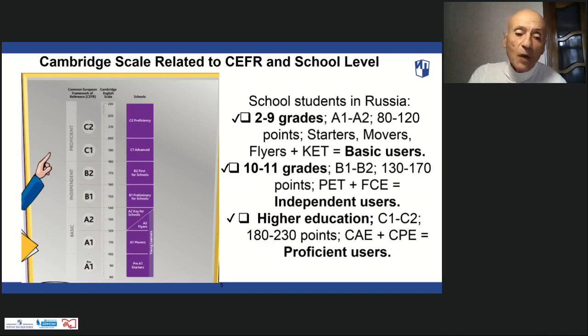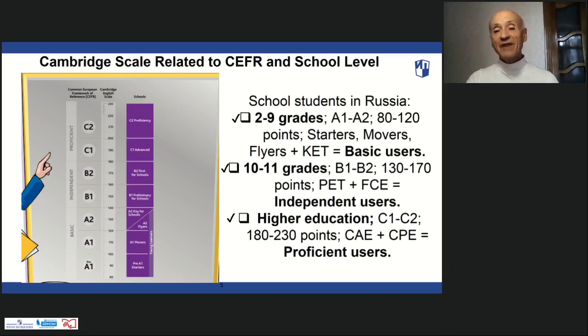Also, if we are dealing with 8 to 9 graders of Russian secondary school, our students can already score on average 130 points, and they can sit the Cambridge exam for Young Learners, Flyers level, which corresponds to A2 level Common European Framework, or some advanced 8-9 graders can sit the Key English Test exam, Key for Schools, again A2 level.